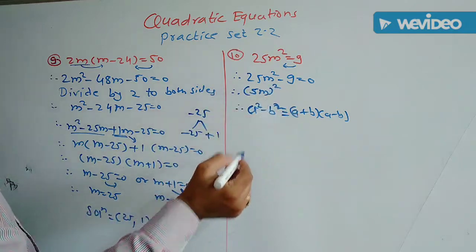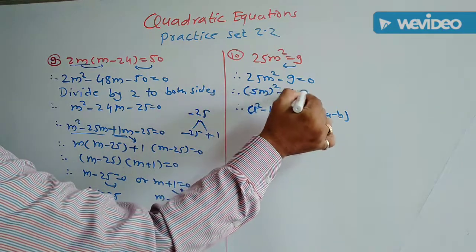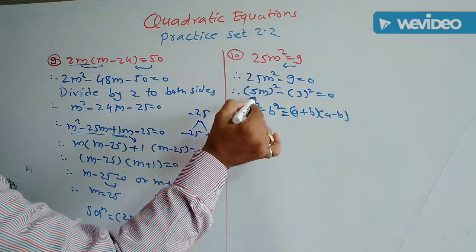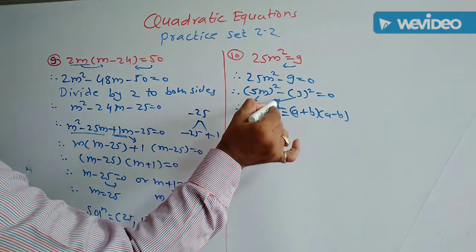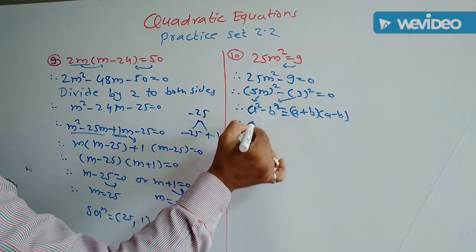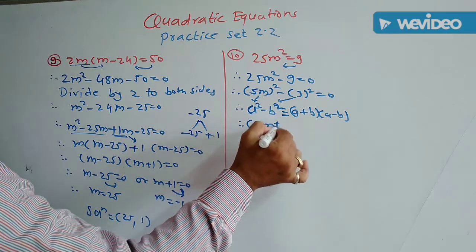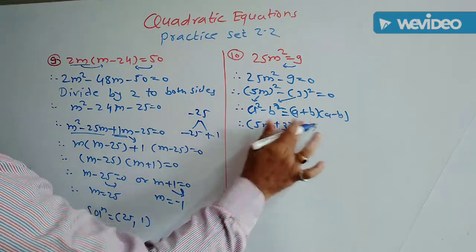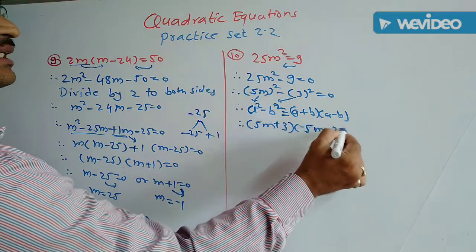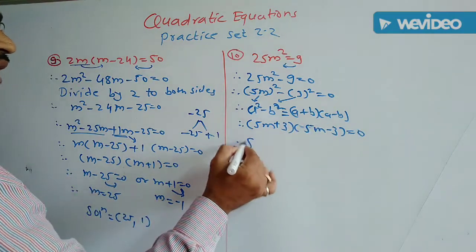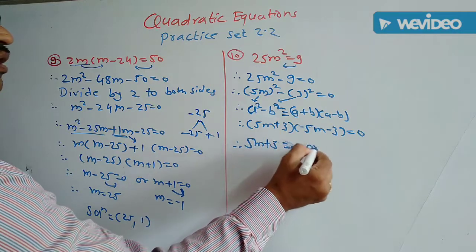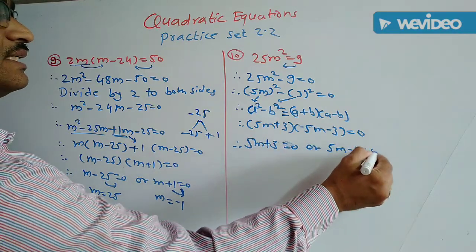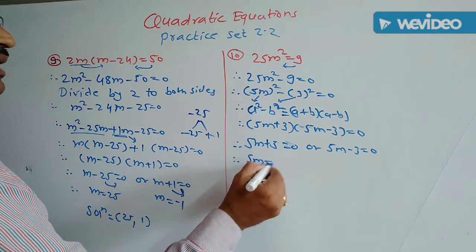25m square can be written as (5m) square, 9 can be written as 3 square. Therefore, instead of a we write 5m, instead of b we write 3. Therefore, we get (5m plus 3)(5m minus 3) is equal to 0. And therefore, 5m plus 3 is equal to 0, or 5m minus 3 is equal to 0.